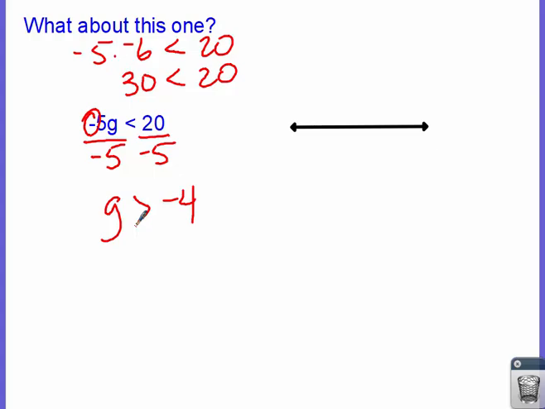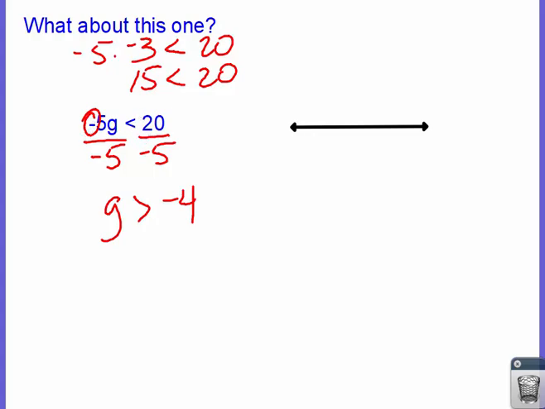So if I were to pick a value, instead of it being less than -4, what if I picked one that was greater than -4? And again, my favorite number is 0. So -5 times 0 is 0. Is 0 less than 20? Yes, it is. Well, what if I picked another value that fits, a value that says g is greater than -4? What if I just chose -3? That would be the first one available. -5 times -3 makes +15. Is +15 less than 20? Yes, it is. So what we find out is that if I multiply or divide through by a negative number, my inequality is going to flip in the end.